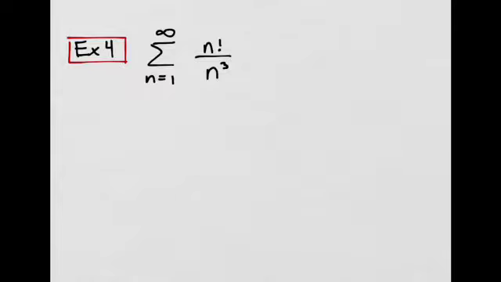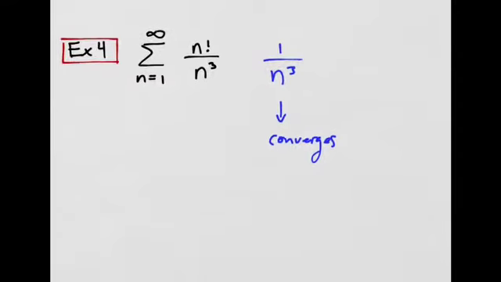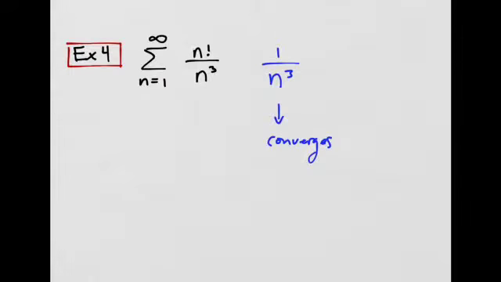But I don't want to deal with the factorial. So to figure out something to compare this to, I'm going to change this to 1 over n cubed. And I know for certain that this converges, right? It's because it's a p series, and p is greater than 1. All right, that's cool.